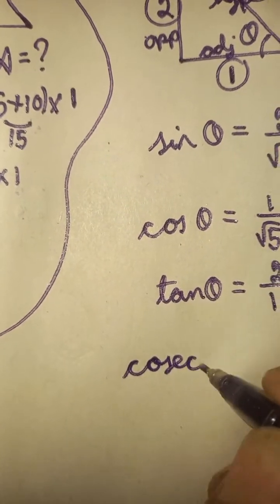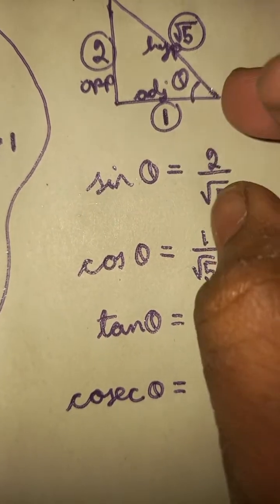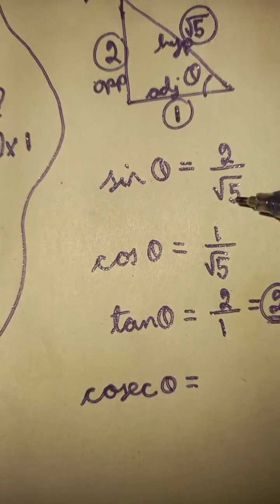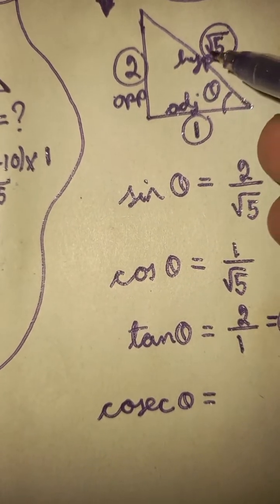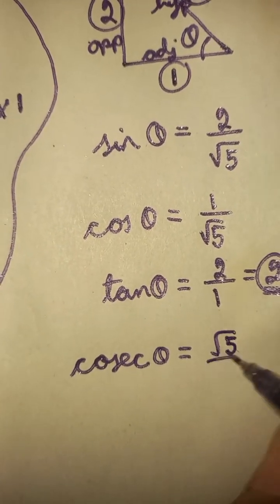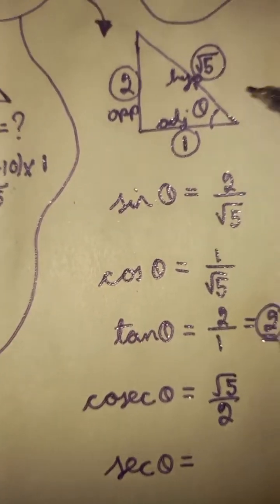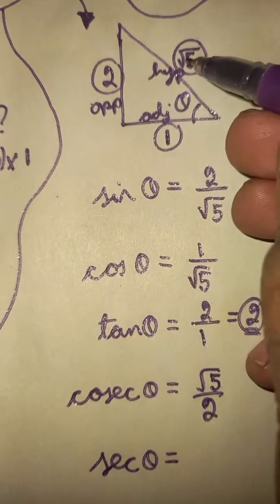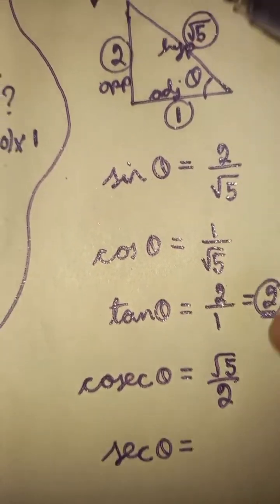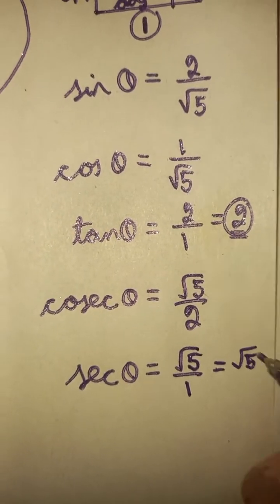That is cosecant of theta, which is nothing but the reciprocal of sine, means you need to turn it upside down. Sine is 2 by root 5, so here it is hypotenuse by opposite, that is root 5 by 2. And here secant theta, here also the same. In cos theta it is adjacent by hypotenuse. Now hypotenuse by adjacent, turned upside down, root 5 by 1, or it becomes root 5.